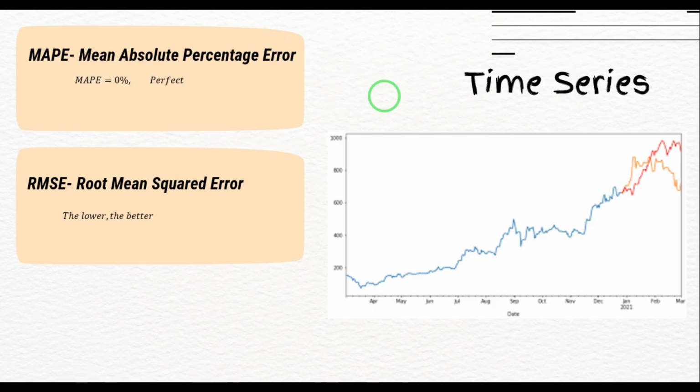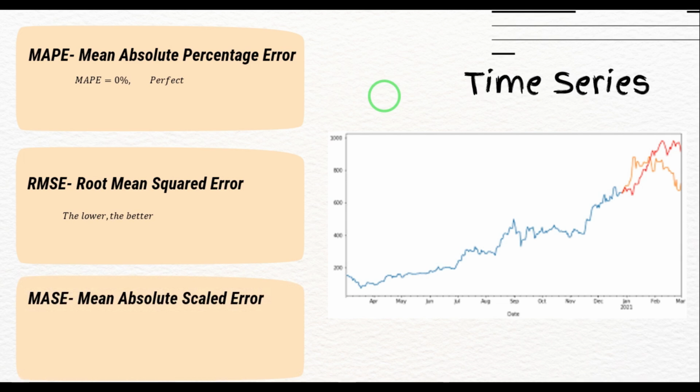The next one is RMSE, root mean squared error. RMSE measures the average magnitude of error in the same units as the data, giving more weight to large errors. The lower the RMSE, the better the predictions are, and it is also sensitive to large deviations. So, for example, outliers increase RMSE a lot.